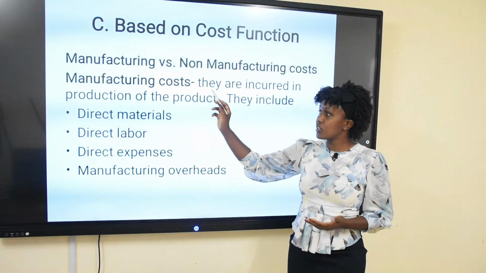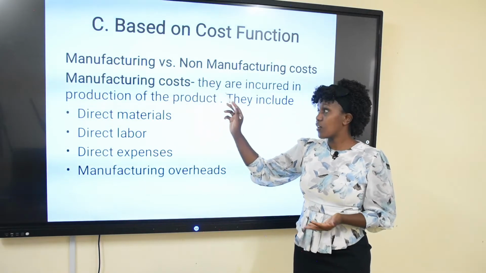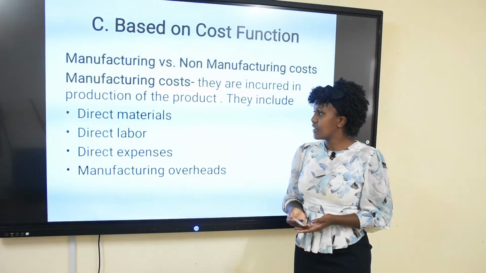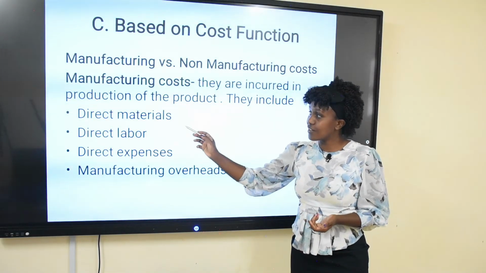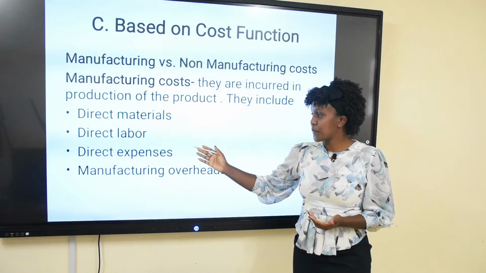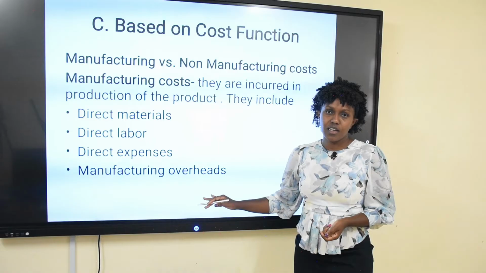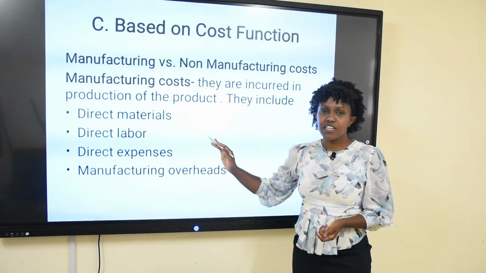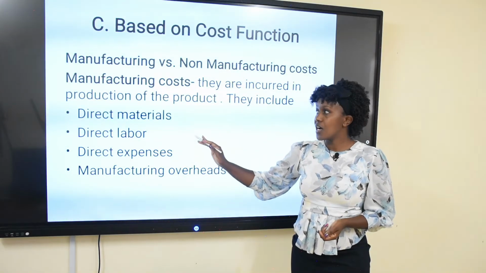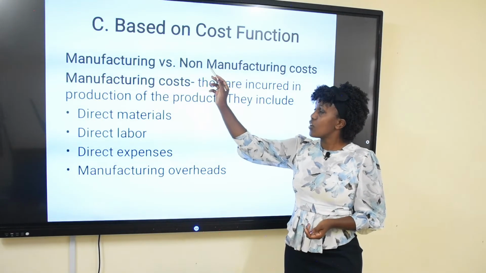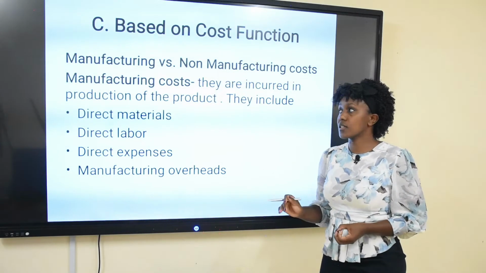So manufacturing costs, as you'd expect, are costs that are incurred in the production of a product. They include the direct materials, the direct labor, direct expenses, and the manufacturing overheads. So all these costs that are incurred in the factory for production are the ones that you are calling the manufacturing costs. But let's now talk about the non-manufacturing costs.